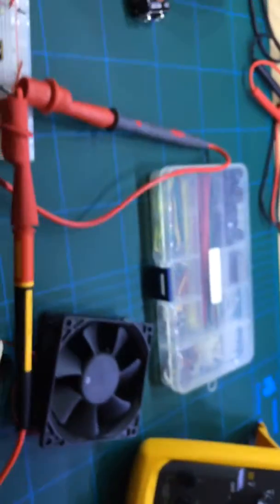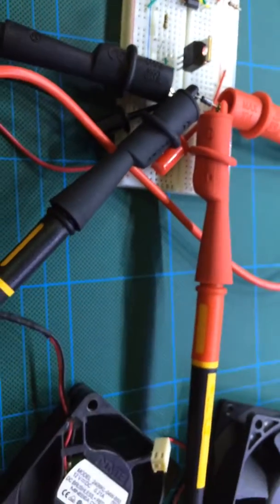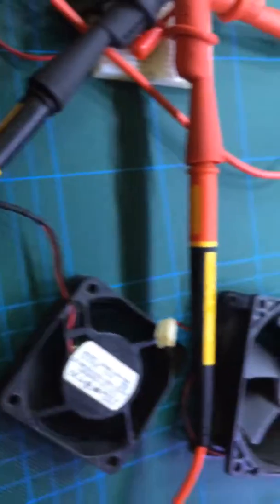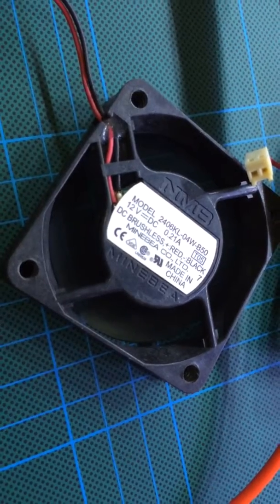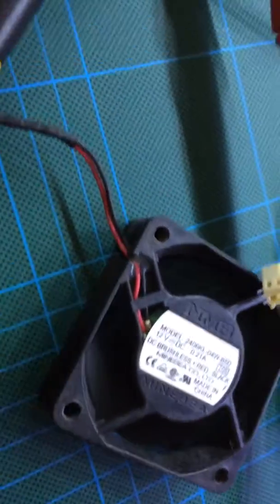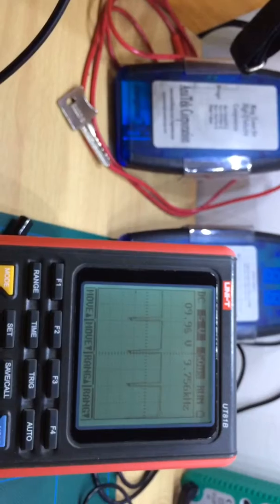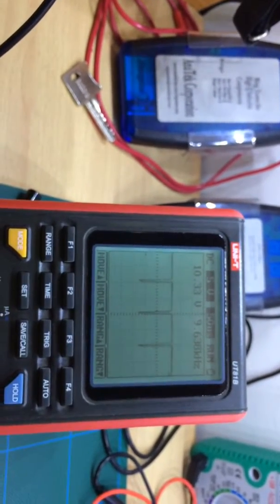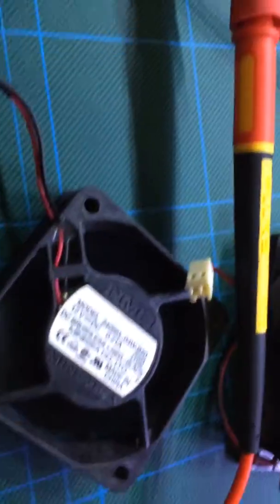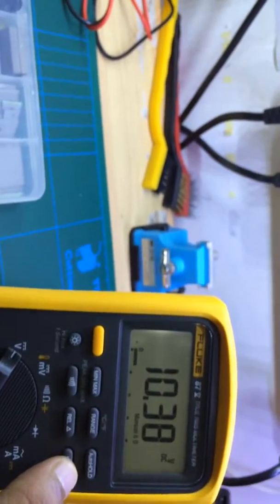I have connected the same probe here as my scope meter, and you can see the fan is running, spinning very fast, but approximately not at full speed. If I increase the speed, you will see the voltage increase also, and the sound will change as well. Now it's working at 10 volt, and you can see the speed has also increased, and the sound changes.